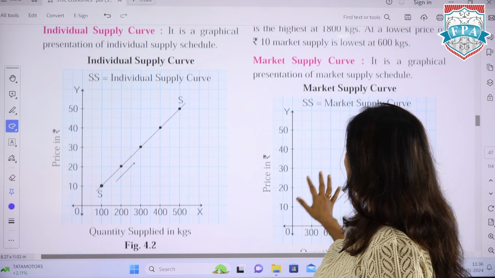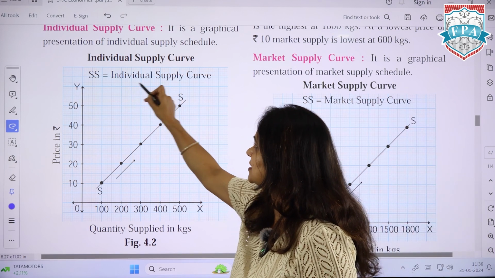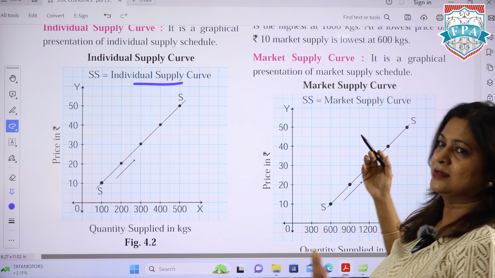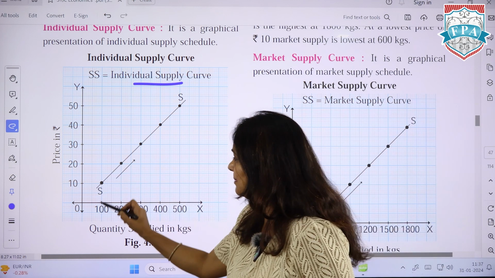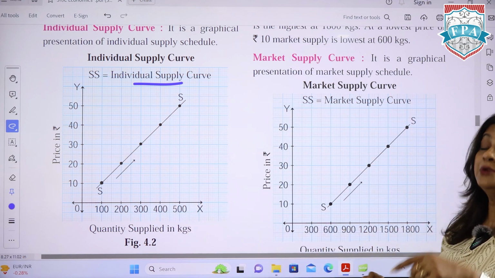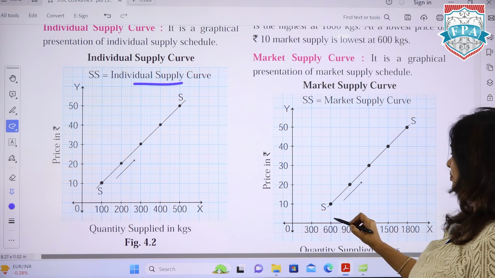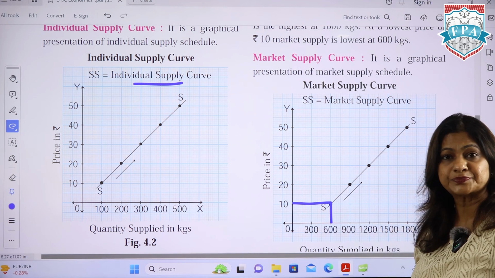Now guys, I hope in case of an individual supply, heading होनी चाहिए individual supply curve. Supply curve वैसा ही बनेगा. Only thing is यहाँ पर 10 पर 100 was only of one supplier. यहाँ पे 10 पे I'm talking about 3 suppliers put together, which is 600. Is that very sound and clear?